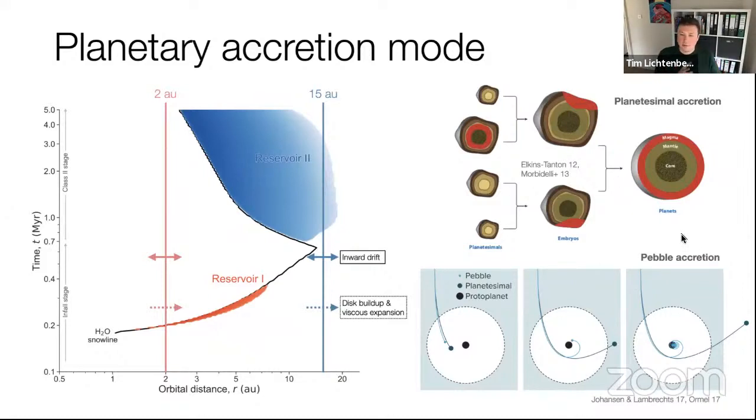The idea is that you already have a protoplanet or an embryo of a given mass, and you start accreting dust grains directly from the disk. So there's a different dependency here. The planetesimal accretion timescale is really sensitive to the geometrical cross-section of colliding bodies, whereas the efficiency in the pebble accretion mechanism is really dependent on the mass of the protoplanet, therefore the gravitational influence of the growing protoplanet itself.